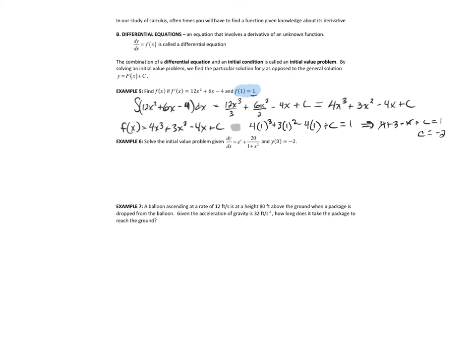So the way you express the answer is that f of x must be this function with a c value of negative 2. So 4x cubed plus 3x squared minus 4x minus 2 is the unique function that has the derivative 12x squared plus 6x minus 4, and also would yield a y value of 1 when x is 1. So there you go, your first differential equation problem.